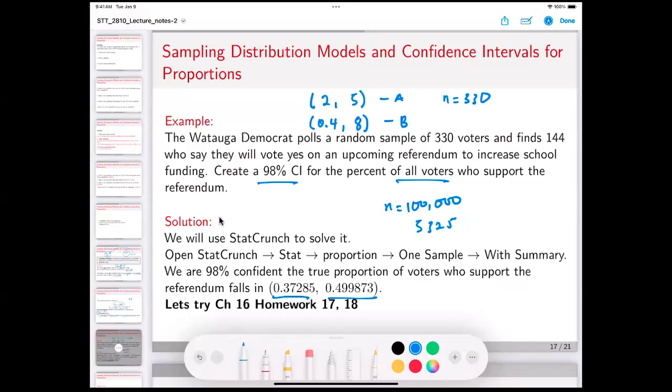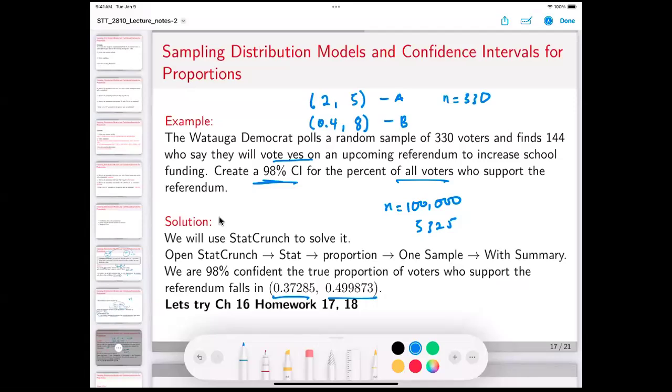So, for example, you see here, we are entering the number of people who are going to vote yes on the upcoming referendum. And then these are the confidence interval. So you see, there's the confidence level. We are 98% confident that the true proportion of voters who support the referendum falls within this range. Is that okay? So even you can see that the referendum won't pass.